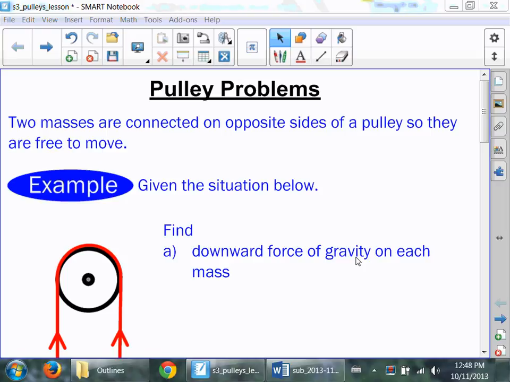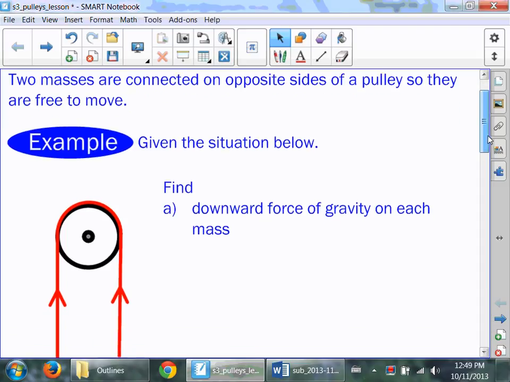Hey guys, today we're going to take a look at some special motion problems. We'll lead off with some pulley problems. Pulley problems are when we have two masses that are connected on opposite sides of a pulley so that they're free to move. So let's take a look at this situation right here.